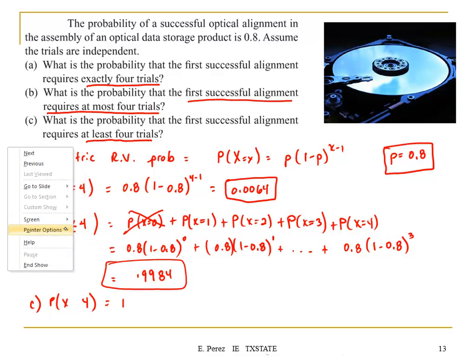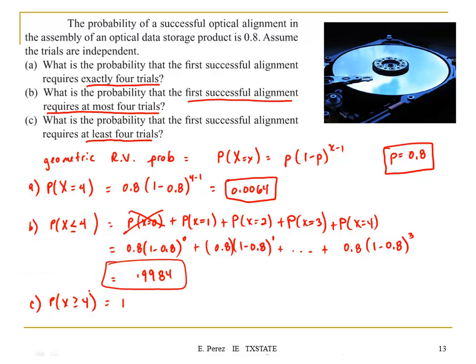To be greater or equal to 4. When you have this type of problem, the easy way to solve it is to look at the complement. So this is going to be equal to 1 minus the probability of x less than or equal to 3. No, because 4 is included. Yes, 4 is included.